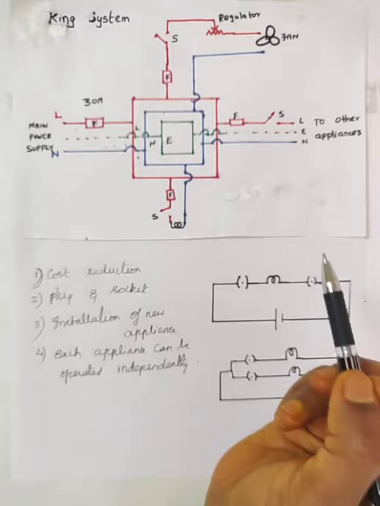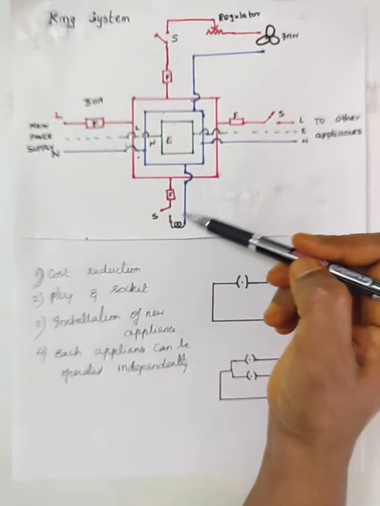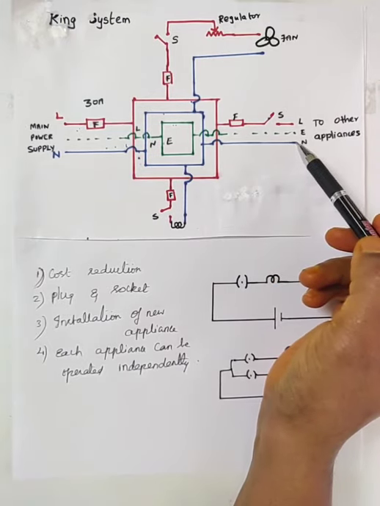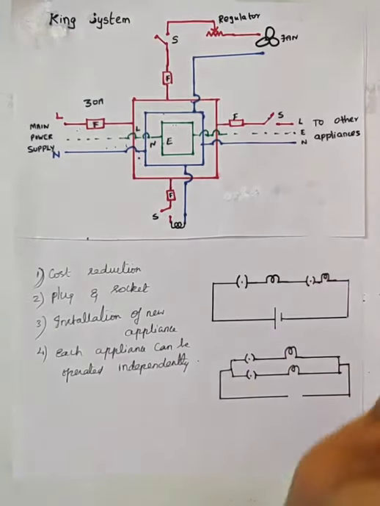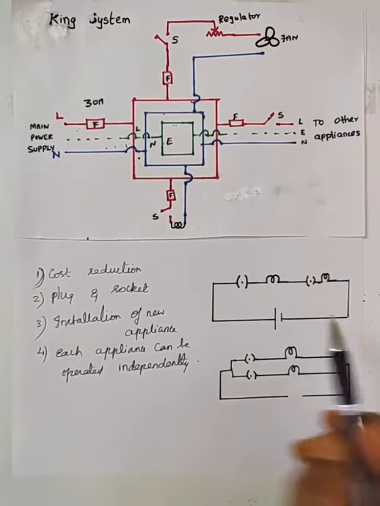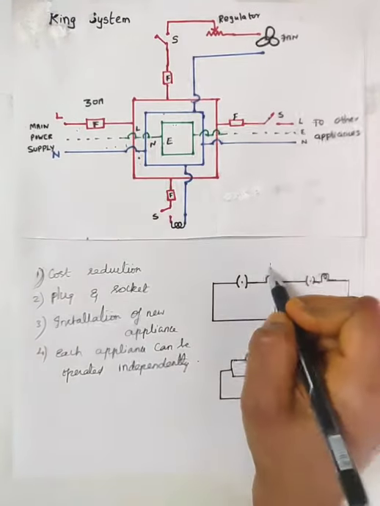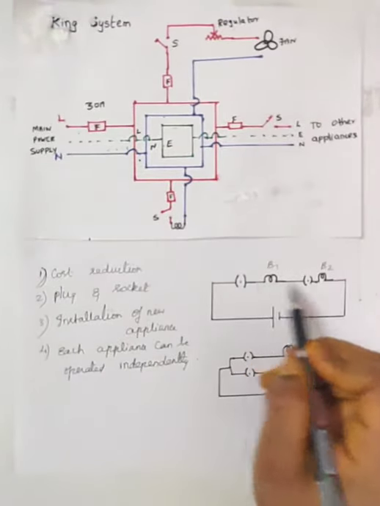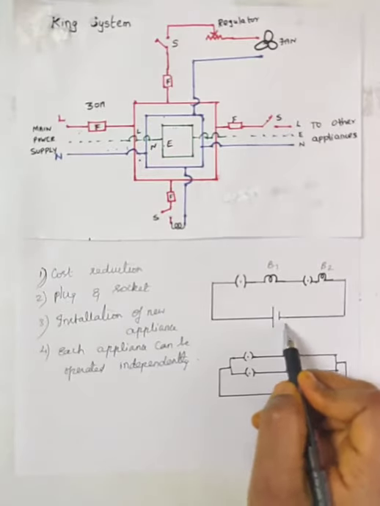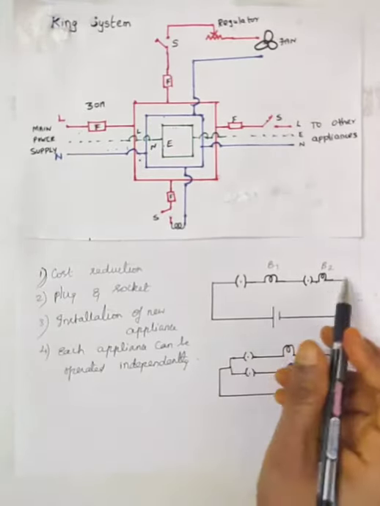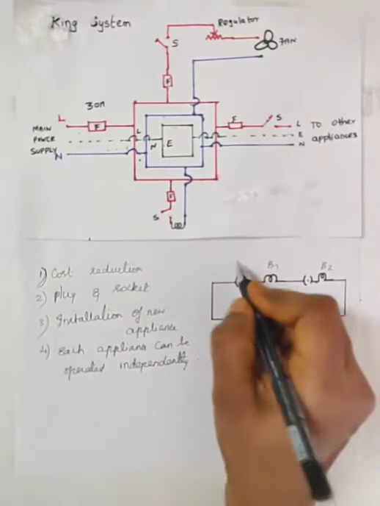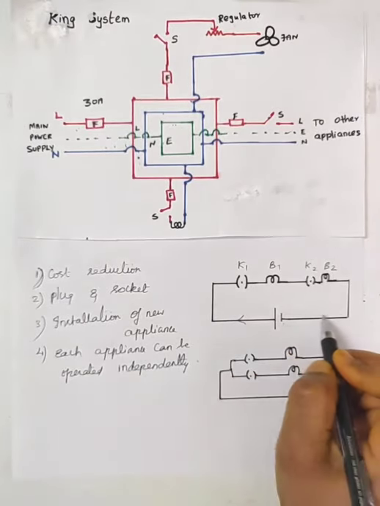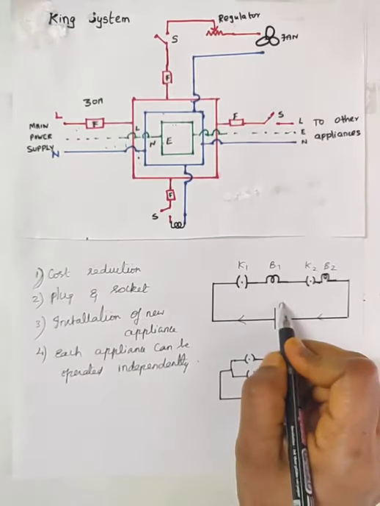Okay. Next one, if you see in this diagram, all the appliances are connected in parallel in the circuit. Why do we go for the parallel connection? Here I have shown you the circuit diagram where I take this one as bulb B1, this is bulb B2. The two bulbs are connected in series. This is the battery source. Let me take this as key K1, this as key K2.